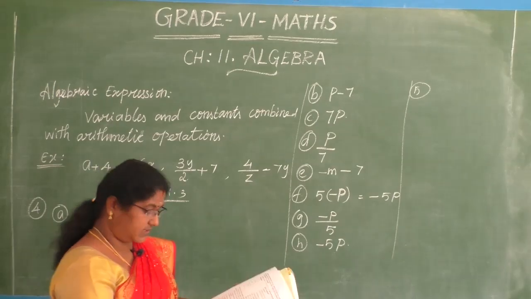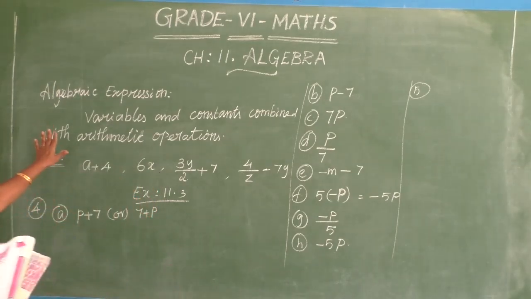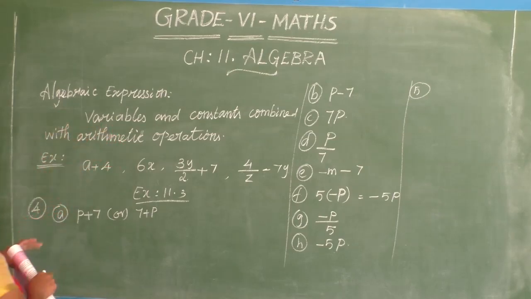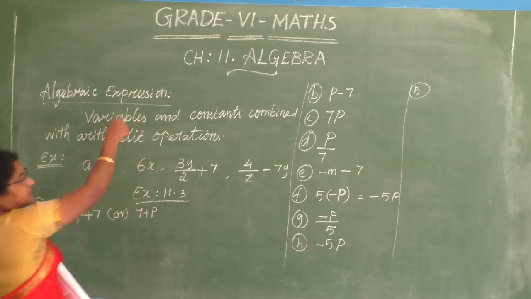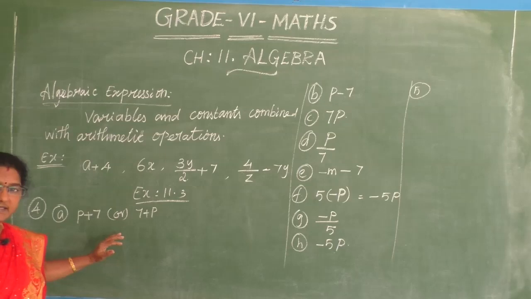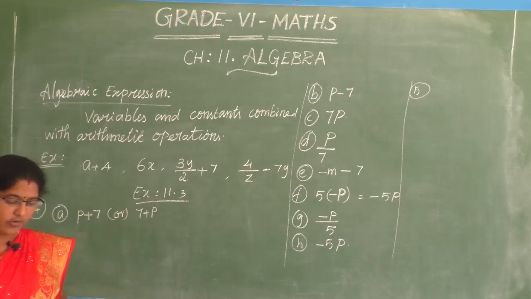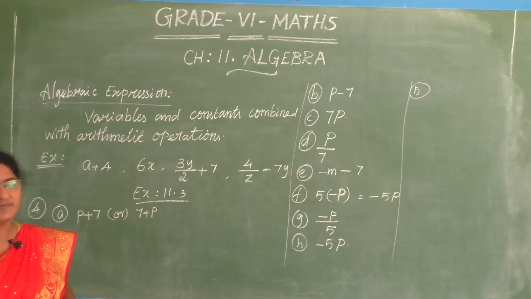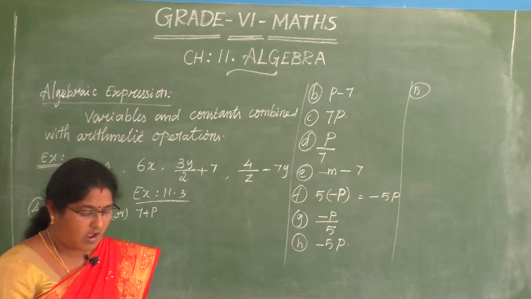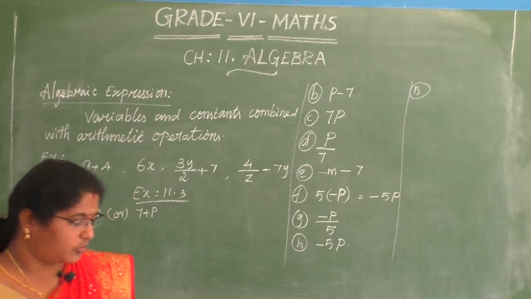All the questions you can write in a book itself or classwork. See, you have to write in your classwork chapter 11 algebra, then algebraic expression, heading, write the statement and example. After that, in this exercise 11.3, you can write this in a book itself. The statements are given, near to that you can write this expression. Next, fifth question. Here also you can write your answer in a book.